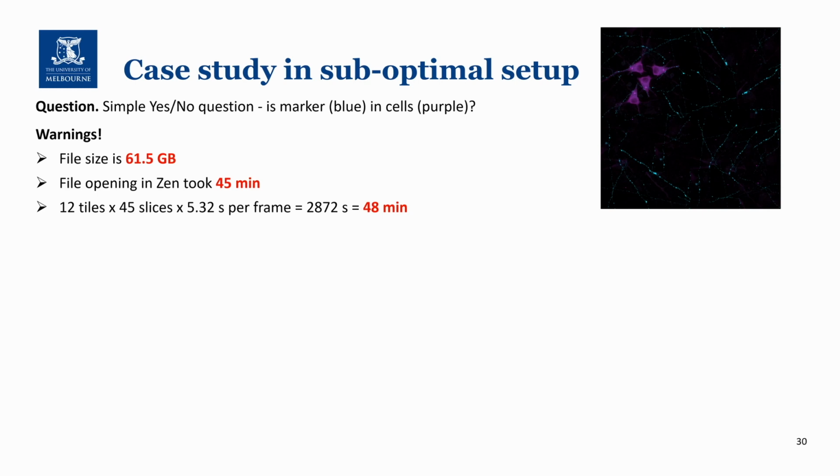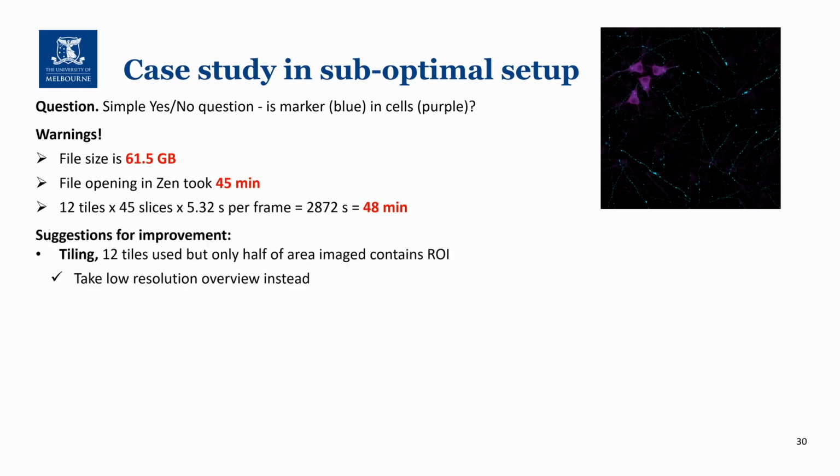All of these things taken together should have acted as a warning sign that something was wrong with the imaging setup. After looking at the image for a while, there were a couple of things that could have been changed to optimize the imaging here. First, the area that was imaged with tiling could have been limited only to the area of interest, which is where the purple cells are. If you needed to see the whole tissue, you could have taken a low resolution overview at a lower magnification.